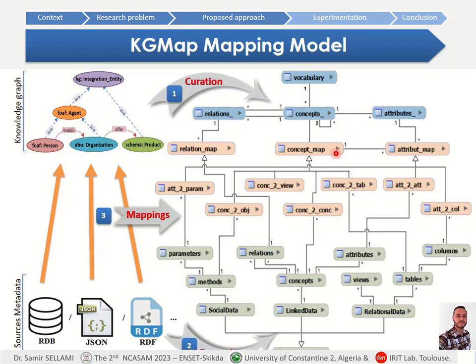So we propose to link the source metadata with the knowledge graph schema concepts, relations, and attributes. This is done using three types of mappings: mapping for concept, or concept map, mapping for attribute, or attribute map, and mapping for relation, or relation map.